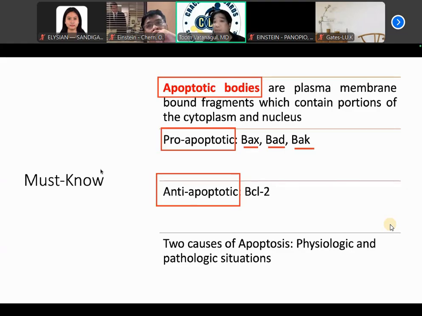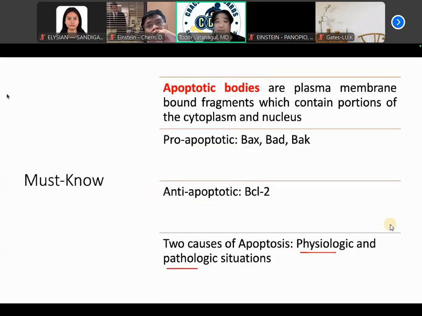Now, the two causes of apoptosis is either going to be physiologic or pathologic situations. Okay, physiologic or pathologic situations.